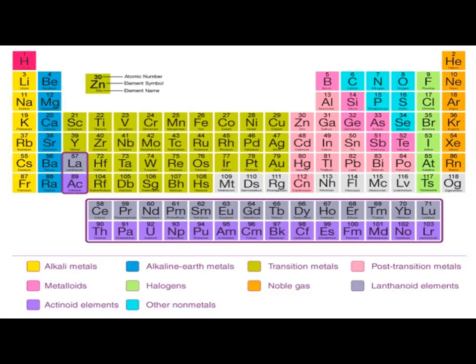There is one position for all the isotopes of an element, because isotopes have the same atomic number. For example, the three isotopes of hydrogen: protium, deuterium, tritium. They have different atomic masses, but the atomic number is one only. Therefore, all the isotopes of a particular element are placed in the same block.